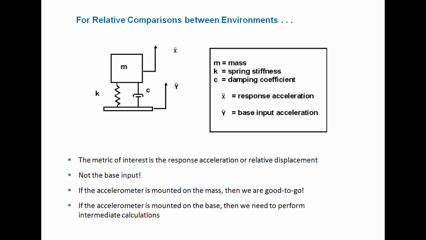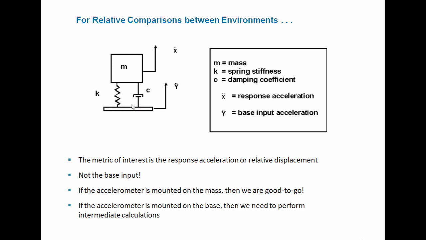So here's our mascot for this course. It's the spring-mass system. So we have mass M, spring stiffness K, dashpot C, base acceleration Y double dot, and response acceleration X double dot. So this is our system here. Now, the metric of interest as we're doing these types of calculations is going to be the response acceleration or the relative displacement. It's not going to be the base input.